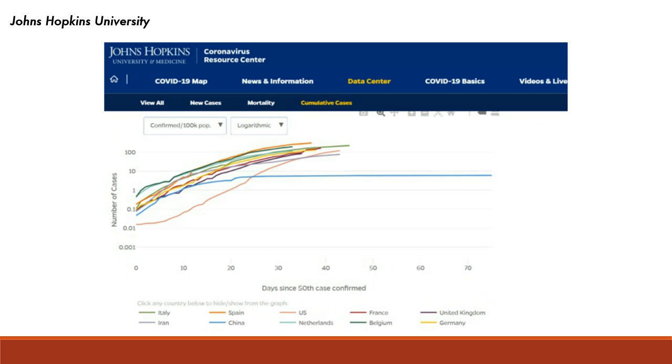There are also a number of dashboards worldwide that you can go to track the evolution of the pandemic, such as this dashboard from Johns Hopkins University. So data visualizations are really being used to tell the story of COVID-19.